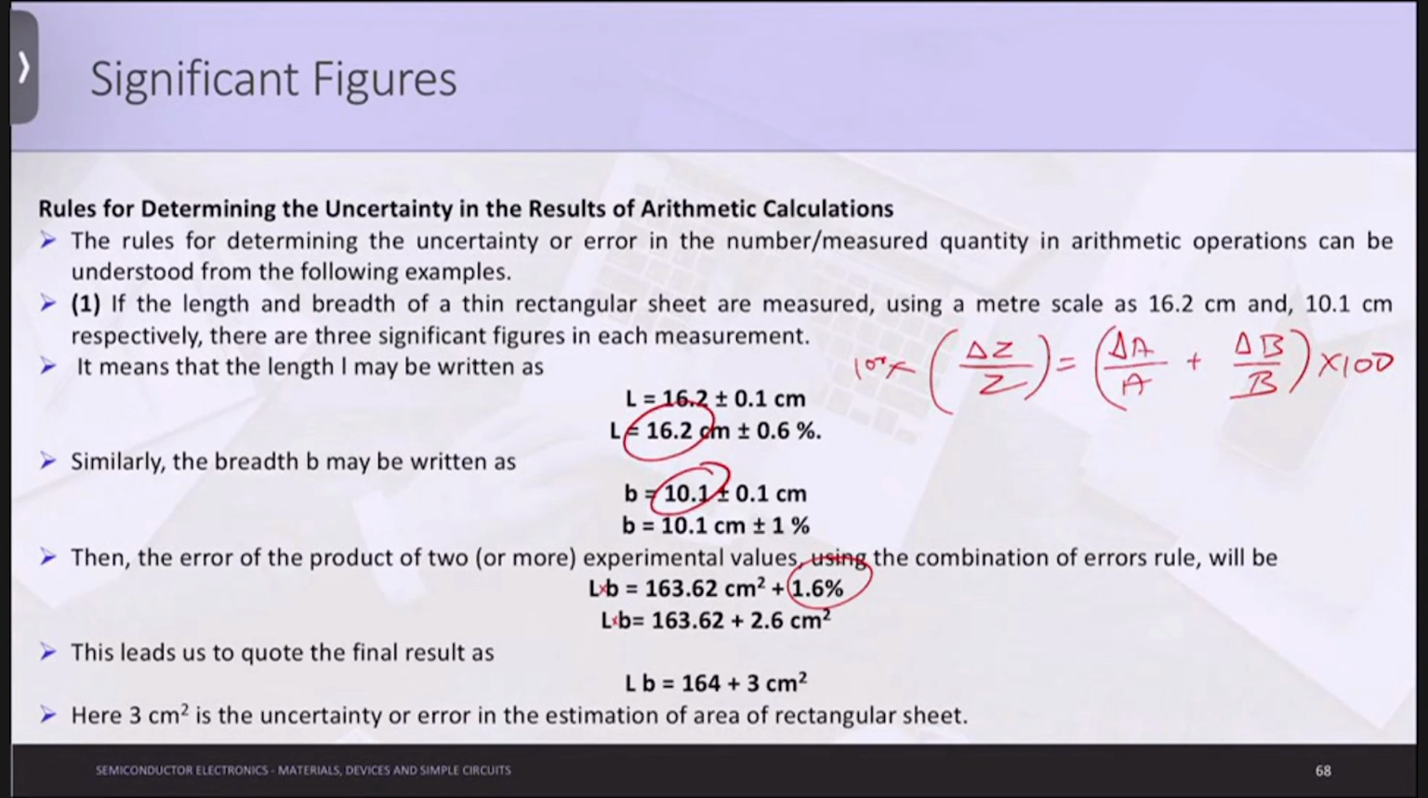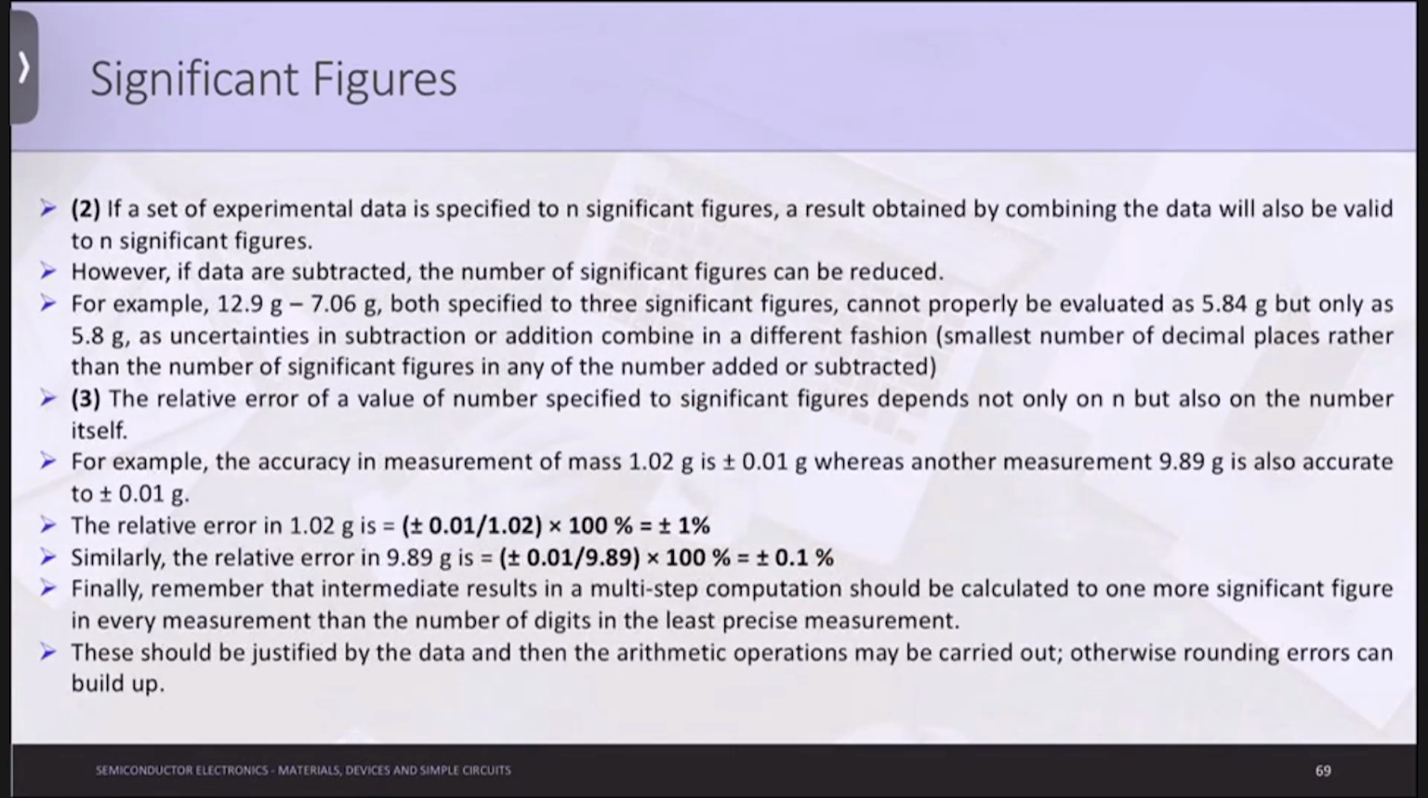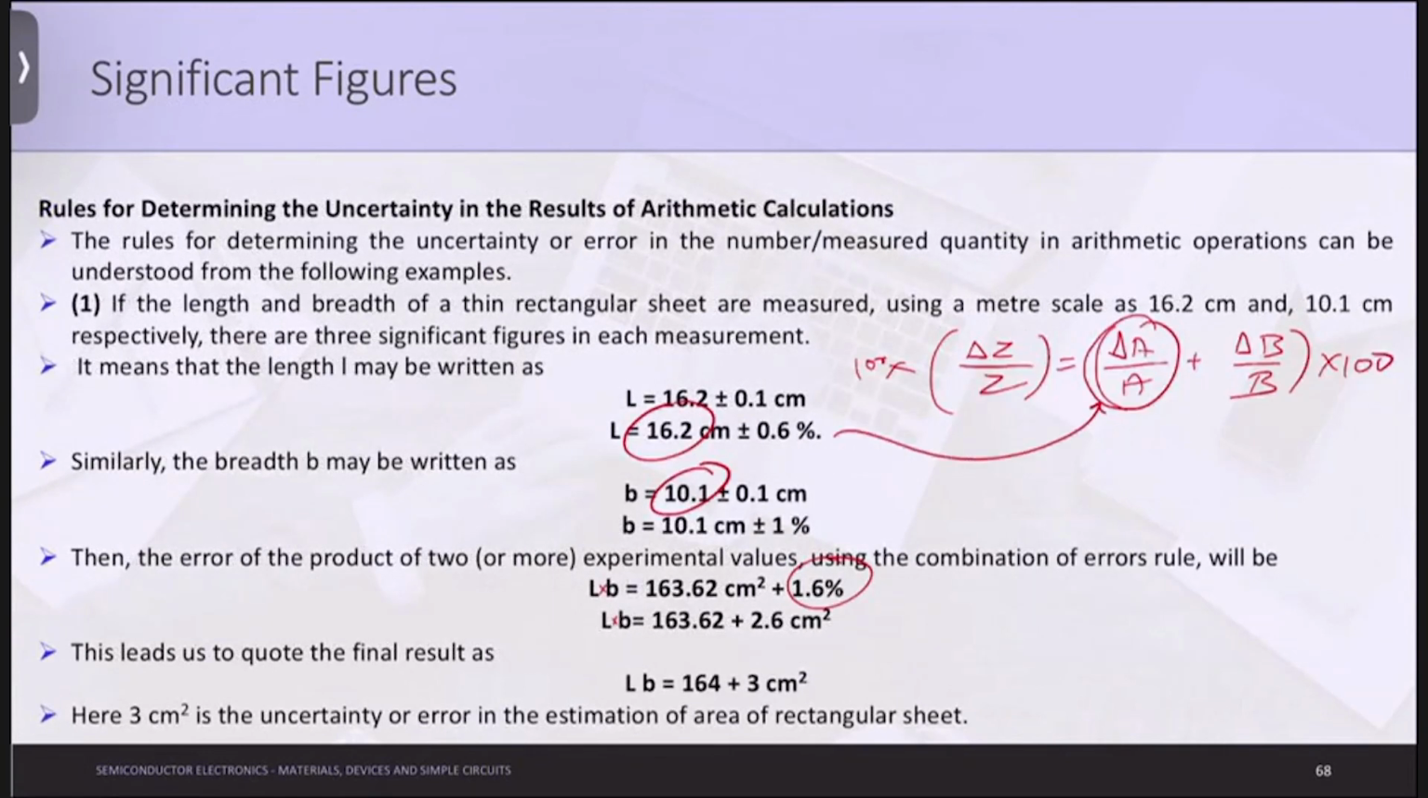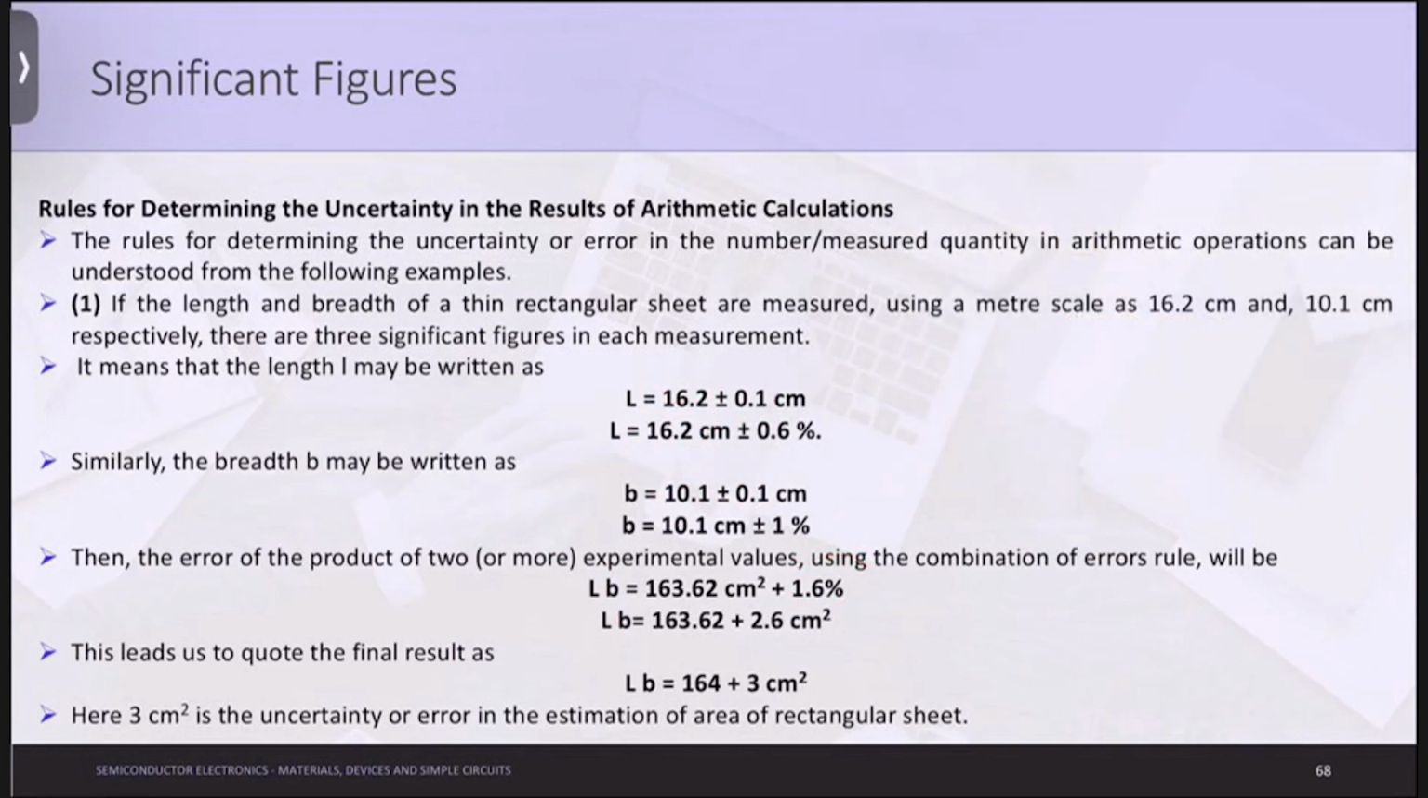Fine. So percentage error is basically delta Z by Z into 100. So we can write the total uncertainty as delta A by A plus delta B by B, into 100. As you already know, delta A by A into 100 is given to you as 0.6% and delta B by B is given as 1%. So we can directly add them up. Otherwise, if you don't have the percentage error, then we need to find it: 0.1 upon 16.2 into 100 plus 0.1 upon 10.1 into 100. As it is already given, we will directly use the result. So that thing is explained again.